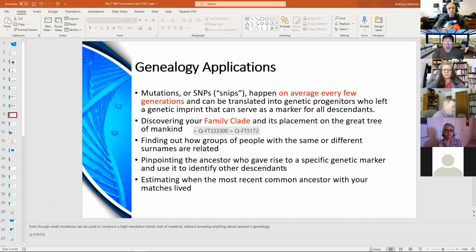other descendants. And like I said, I have a mutation that represents Nicolas Espinosa, who's the progenitor of the Espinosa family in New Mexico, who is also my patrilineal ancestor. Estimate when the most recent common ancestor of your match lived. And again, for me, I have several most recent common ancestors, right?